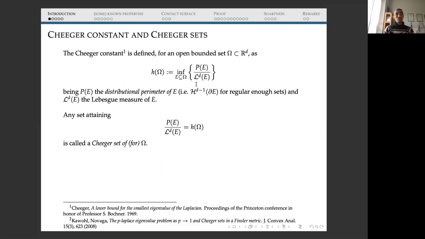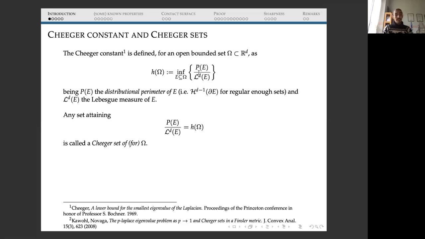So the Cheeger constant is a variational quantity and is defined as the following infimum problem. You minimize among all subsets E of a given open subset omega the ratio between the perimeter of E and the Lebesgue measure of E. Actually, the perimeter of E is the distributional perimeter, which can be thought of for now as just the (d-1)-dimensional surface measure of the boundary for regular sets.